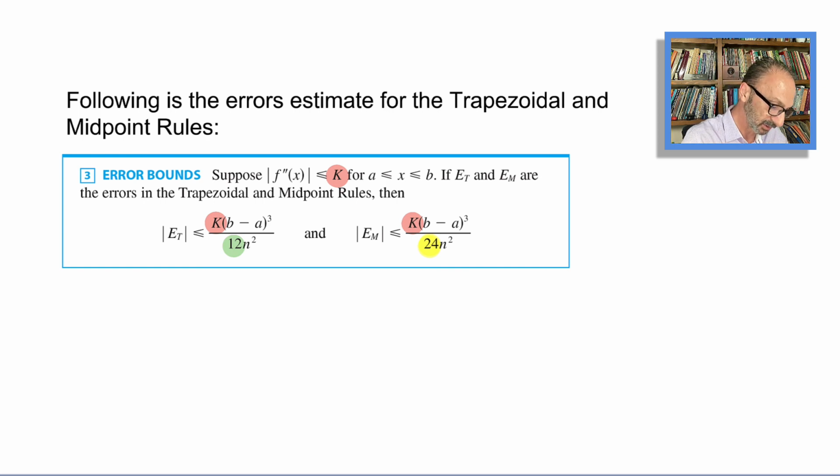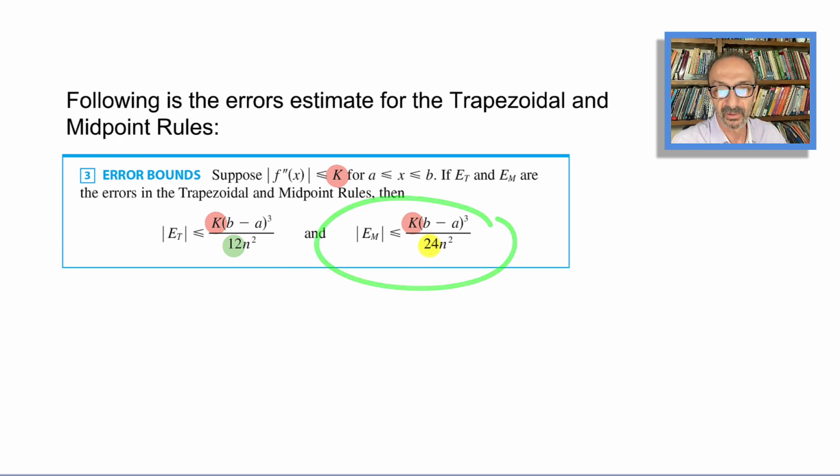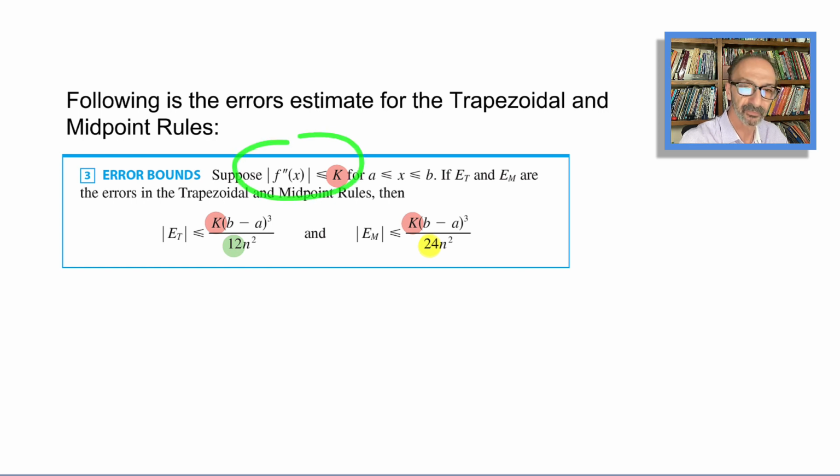This is the trapezoidal, AT, and this is the midpoint, EM. E for errors and M for midpoint. We could tell that we're using the second derivative. If the second derivative absolute value is less than or equal to some number k, k shows up in the formula here and also here.